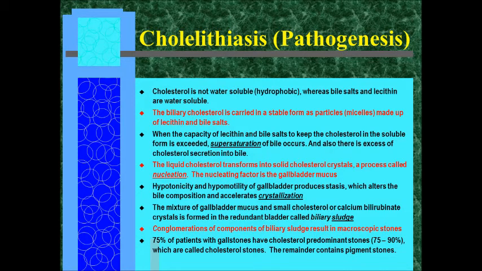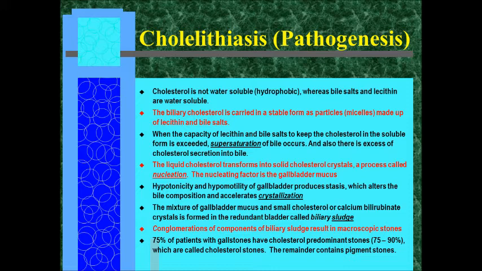The pathogenesis of cholelithiasis. Cholesterol is not water soluble, that is, it is hydrophobic, whereas the bile salts and lecithin are water soluble. The biliary cholesterol is carried in a stable form as particles called micelles made up of lecithin and bile salts. When the capacity of lecithin and bile salts to keep the cholesterol in the soluble form is exceeded, supersaturation of bile occurs, and also there is excess of cholesterol secretion into the bile. The lipid cholesterol transforms into solid cholesterol crystals, a process called nucleation.